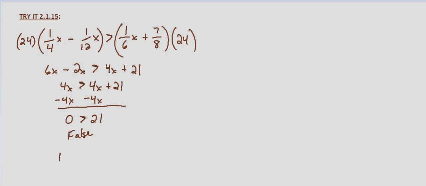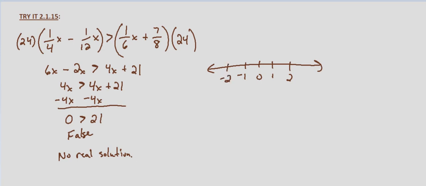So there's no real solution. As far as graphing it on a number line, we can just have the number line and not graph anything on it because there's no real solution. Interval notation, we could just say no real solution. You won't see it in this course, at least thus far, but you can also just make this, that's called the null set, which essentially means that there is no real solution.